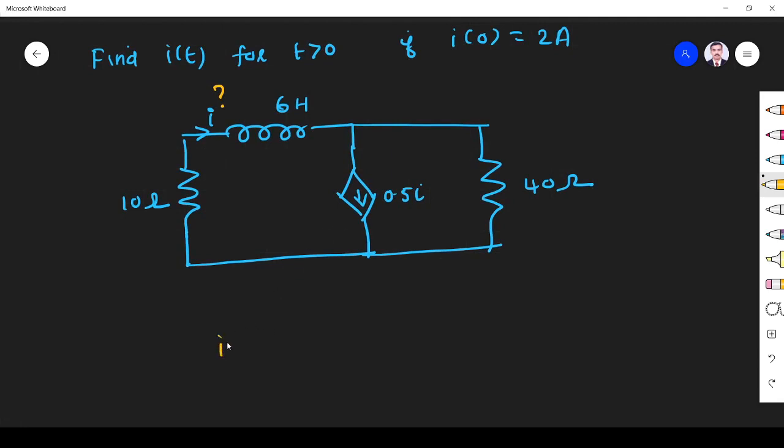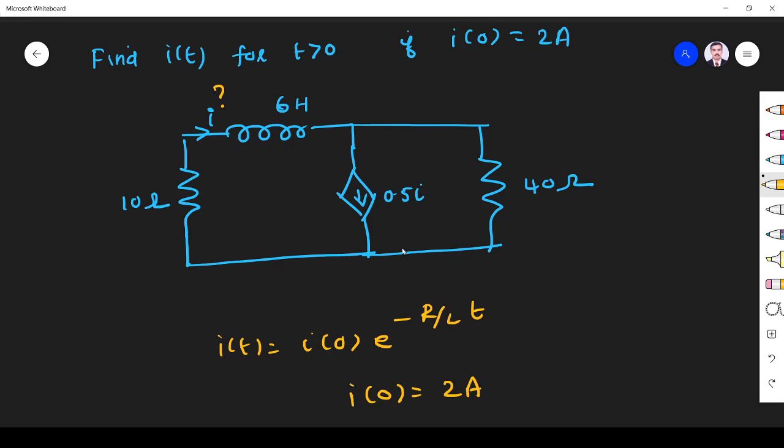When you want to find i of t, it is equal to i of 0 e power minus R by L t. So first I have to find i of 0, they have given. So i of 0 is 2 ampere.